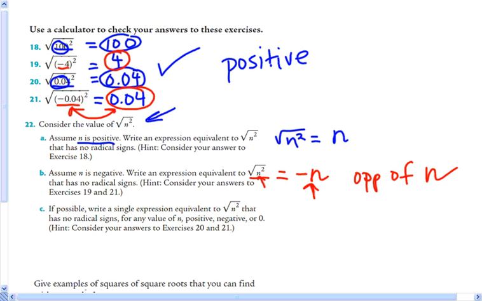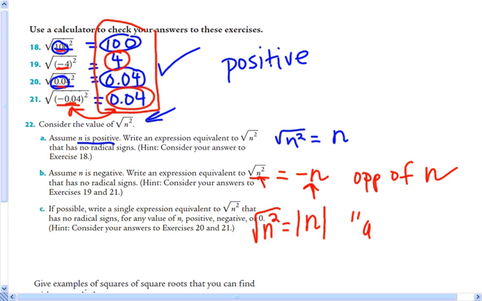Okay, now C says, if possible, write a single expression equivalent to the square root of n squared that has no radical signs for any value of n, positive, negative, or 0. So looking at all of these results, no matter what number we have underneath the square root, it turns out to be a positive number. So we're thinking back to, is there something I can do that will turn negatives into positives and leave positives positive? And it turns out there is, and if you remember, it's called the absolute value. And so the square root of n squared equals the absolute value of n. Then we don't have to worry about whether it's positive or negative, because the absolute value of n turns it into positive.